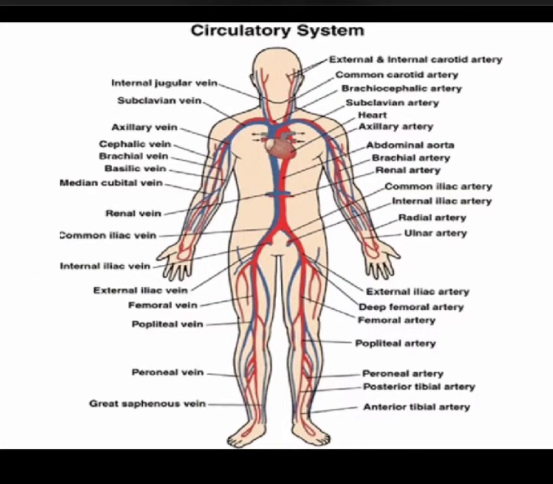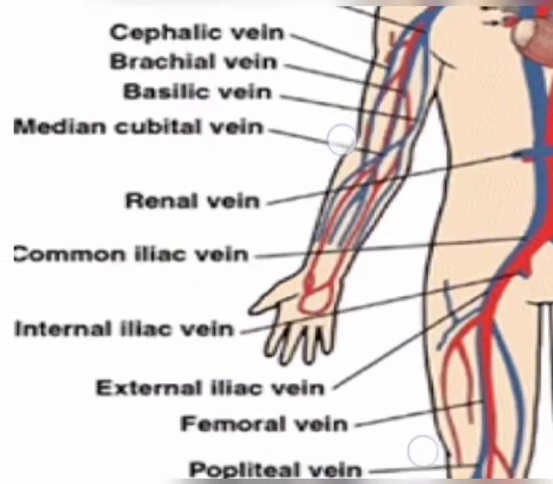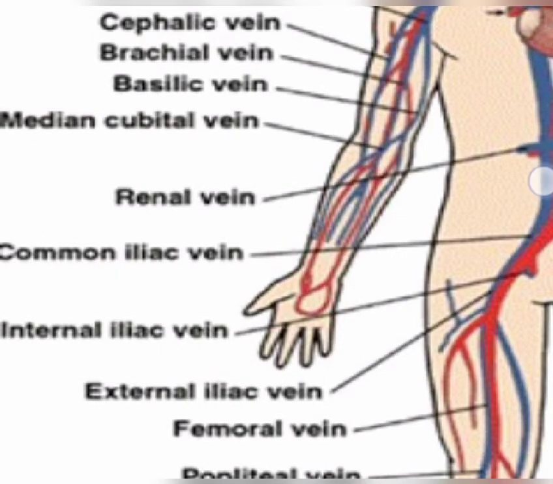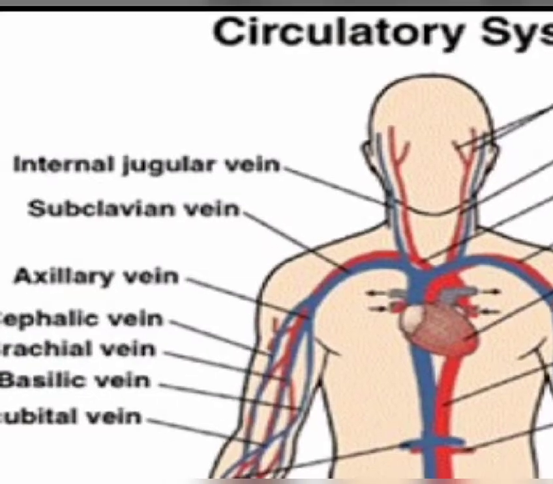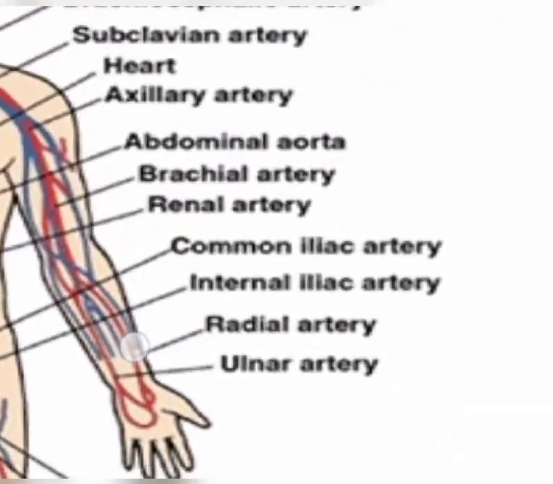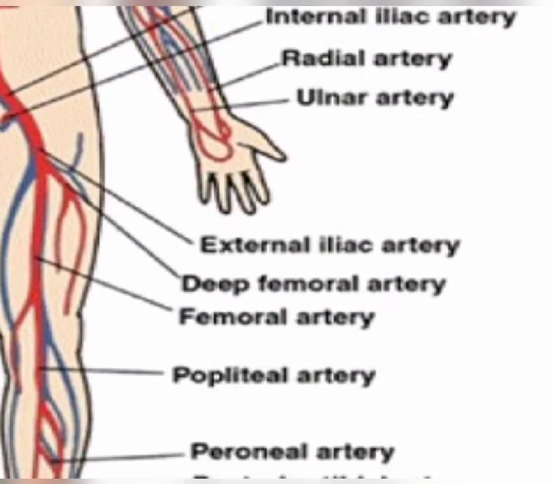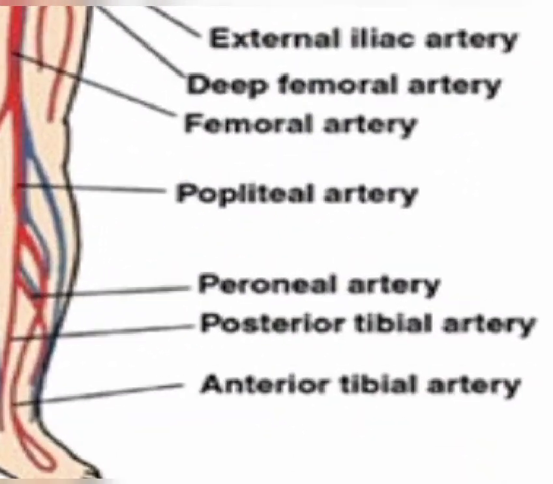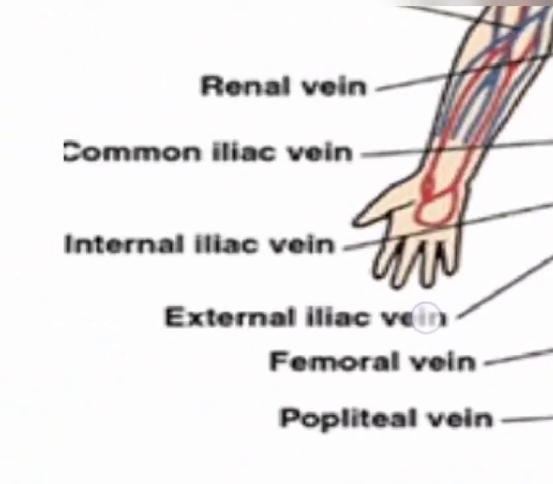Now, the circulatory system involves a whole lot of parts. This is a detailed diagram showing the various parts of the circulatory system. But we are not going to focus so much on that. We will be more focused on some specific aspects.